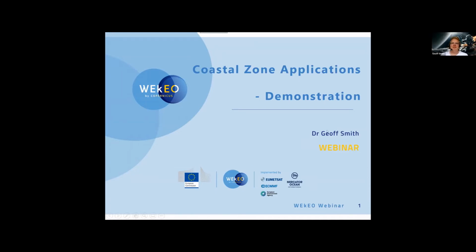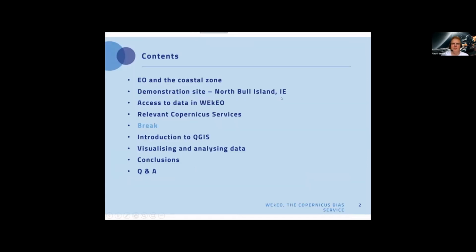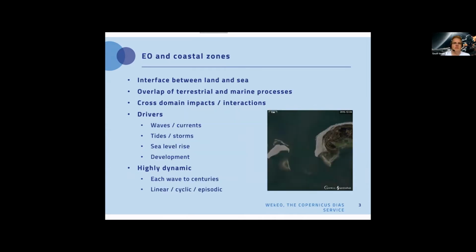I'm going to give a demonstration now of some of the things we can do with Earth observation and coastal zones, and then I'm going to give an example demonstration site. I'm going to talk about a site I've been looking at called North Bull Island in Ireland, and then I'll show how we can access some data for that site with WEkEO. And then after the break, we can talk about how we could use that data in QGIS, and I'll give you some example analyses that I've performed and that you can then copy and use in your particular locations. And we'll finish off with conclusions and questions and answers.